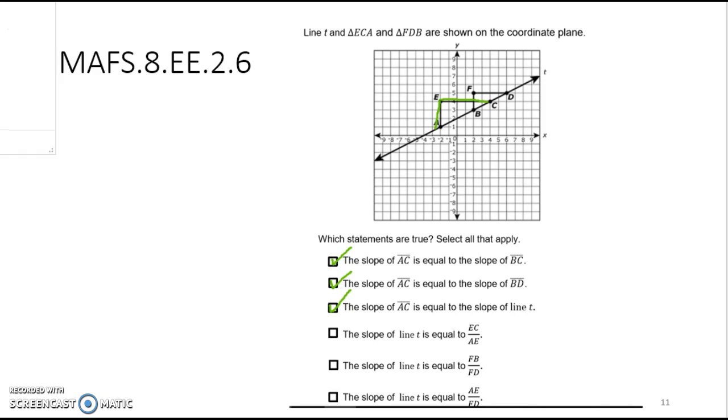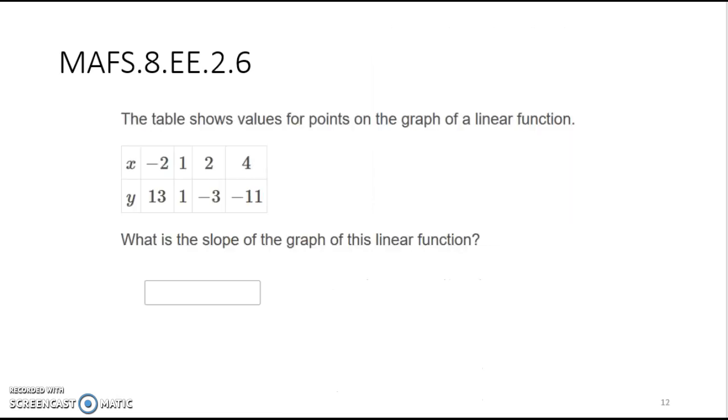The next one would be the slope of line T is equal to FB over FD. That would be correct. And then the last one, the slope of the line is equal to AE over FD. Those wouldn't even match up. So those are our correct answers. All right, moving right along.